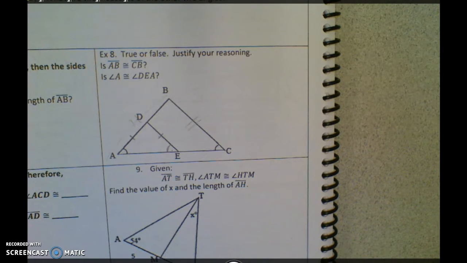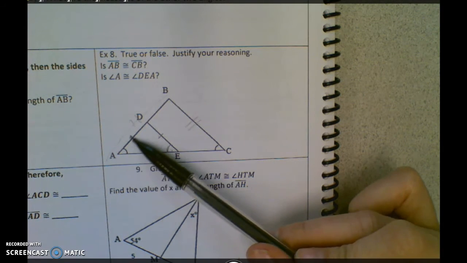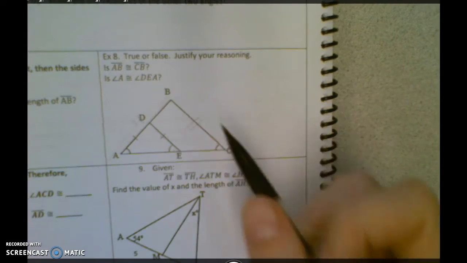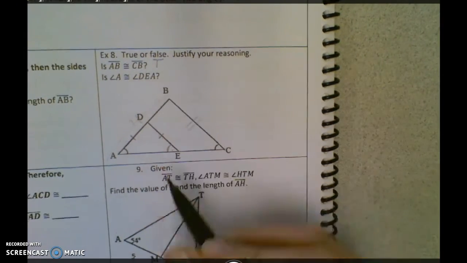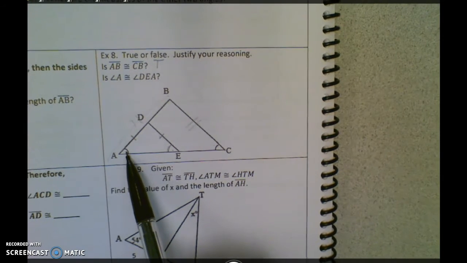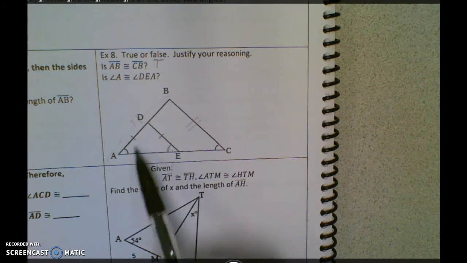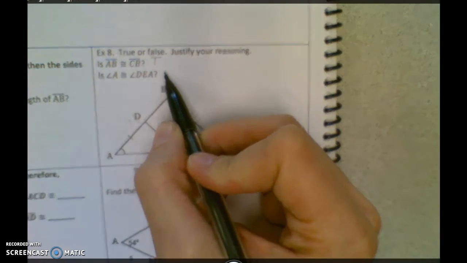So the first question, is it true that AB is congruent to CB? That's what I was just saying. This side is congruent to this side. That would be true because triangle ABC is isosceles. I also want to know, is it true that angle A is congruent to angle DEA? Well, we already said that one, since that's that little isosceles triangle. That's true as well.